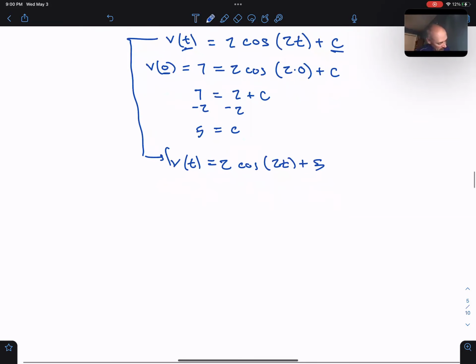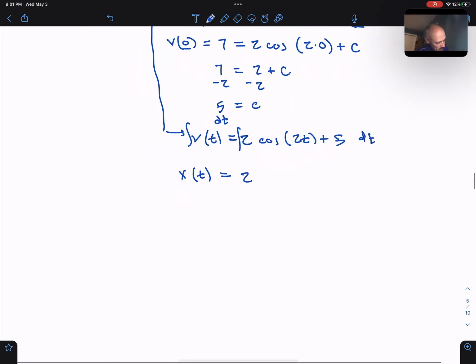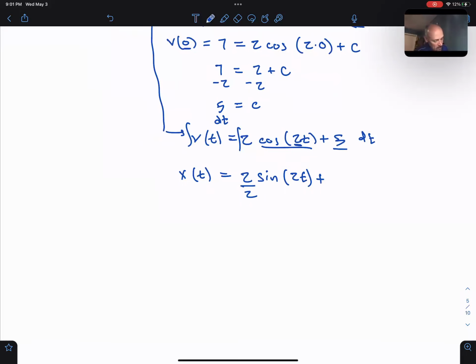And then we want to integrate again. Integrate both sides, dt. The integral of velocity is going to be position. Yay, that's what we're looking for. And now we're going to integrate. So I'm going to pull the 2 out. The integral of cosine is going to be sine of 2t. What do we do with the 2? We're going to divide by the 2. Plus, we're not done. What's the integral of 5 with respect to t? It is 5t. Okay, plus c. Didn't forget this time. Okay, that crosses out.